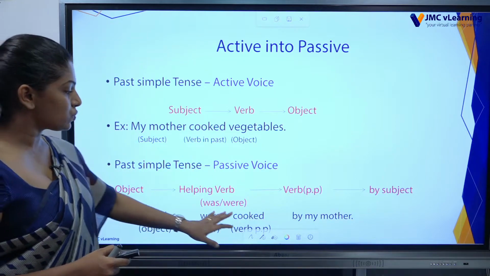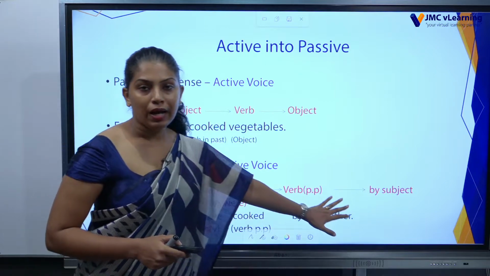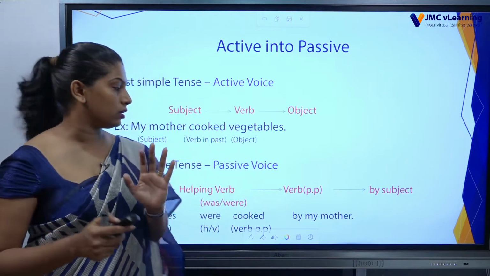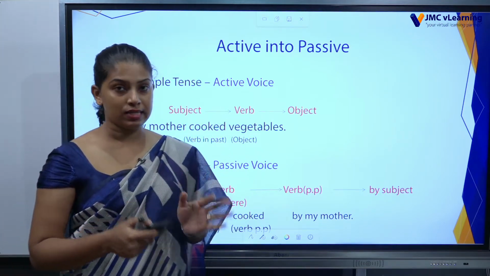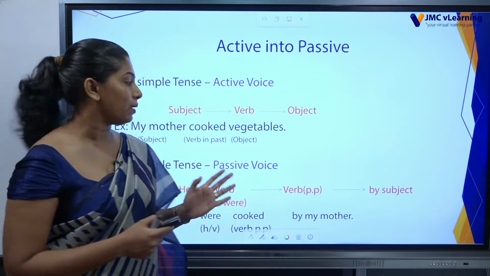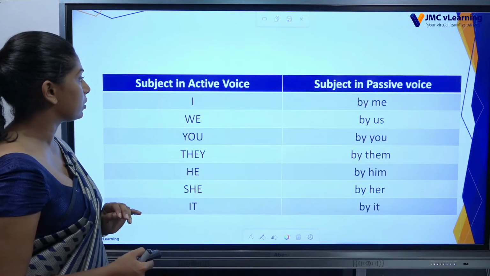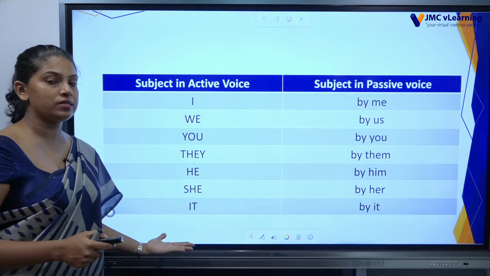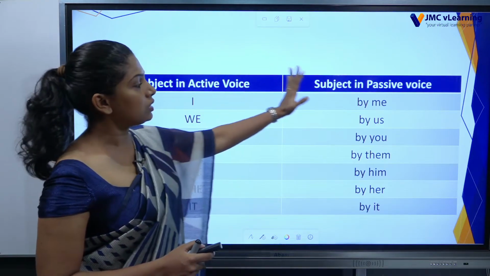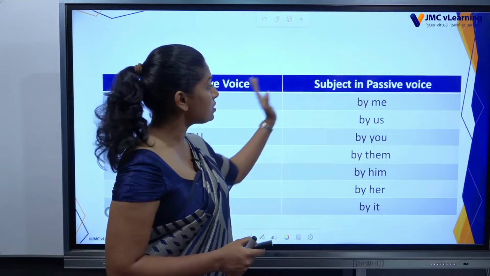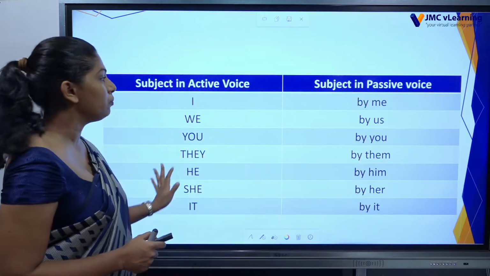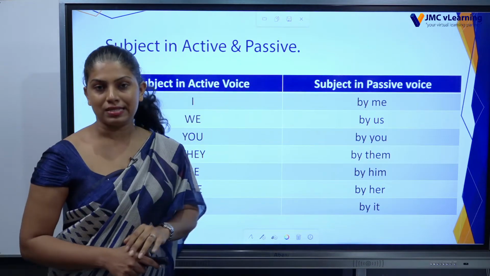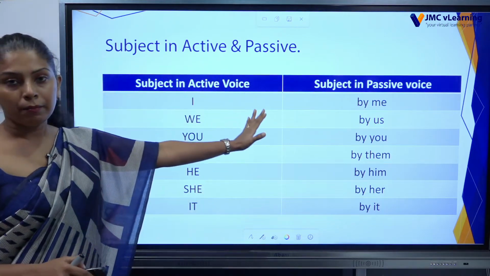And here I just want to go through this part, by plus subject. There are different situations, different subjects we can see, and how we use them in passive voice. Let us go through that and have a look. How we use the subject in active voice, and when we turn the active voice into passive voice, how the subject turns. That's what we are going to learn from this part. This is called subject in active and passive.